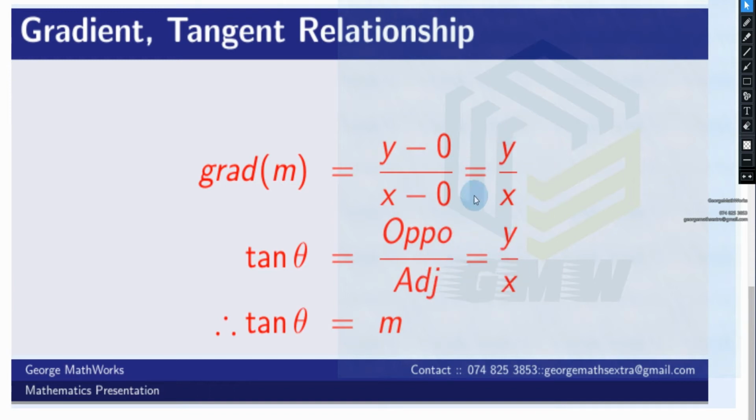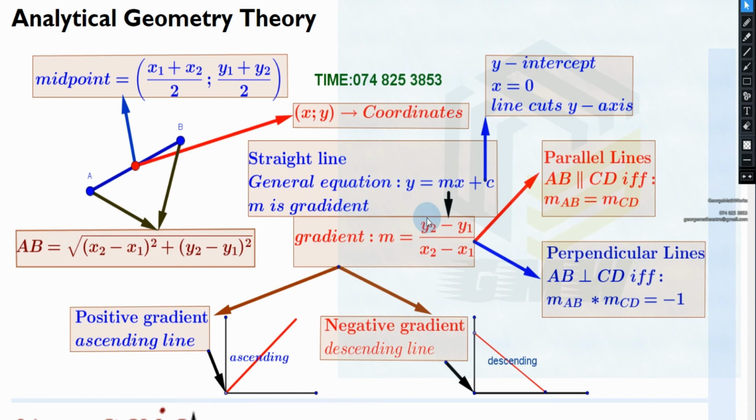At this point, you see that gradient is equal to y over x. Tan theta is also equal to y over x. Now, this simply means that the gradient is equal to tan theta. So there is a relationship between tan theta and our gradient. We shall use this quite a lot.